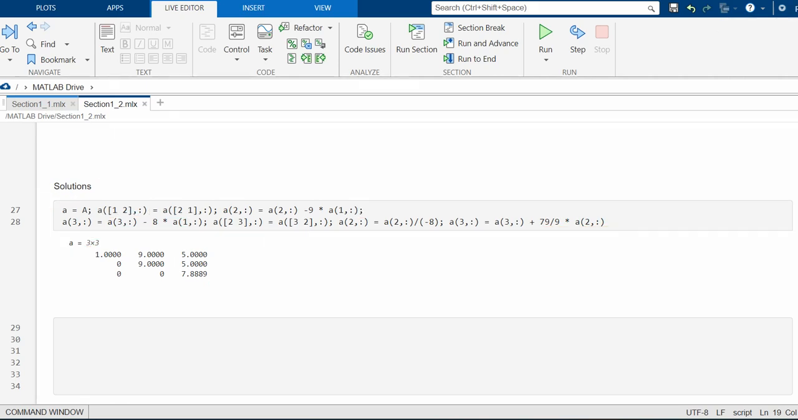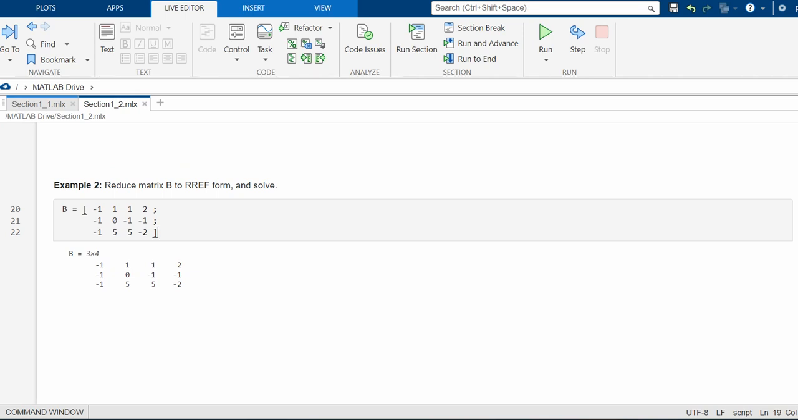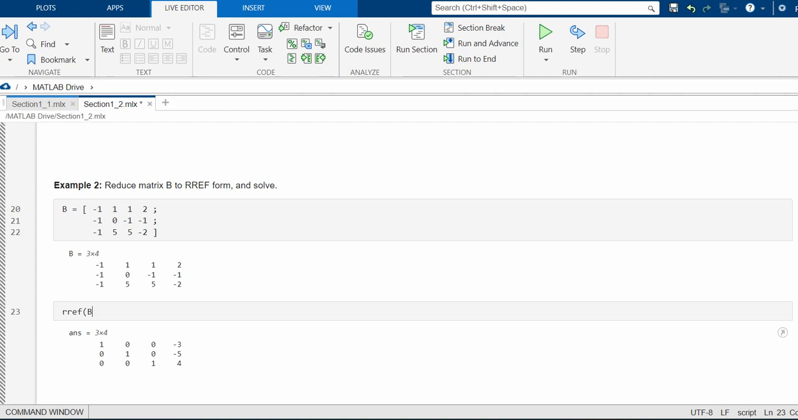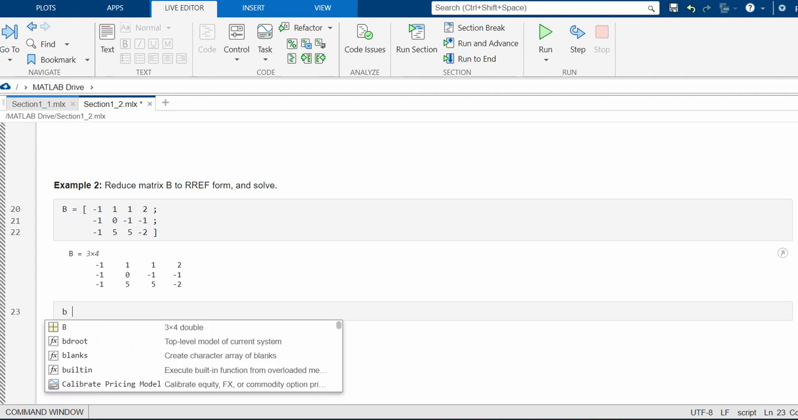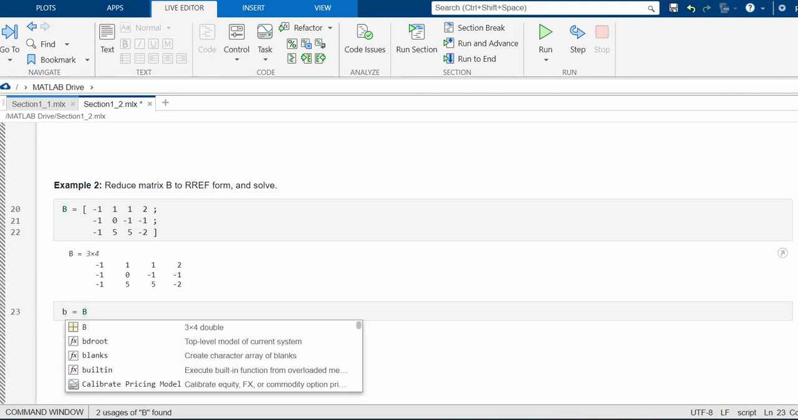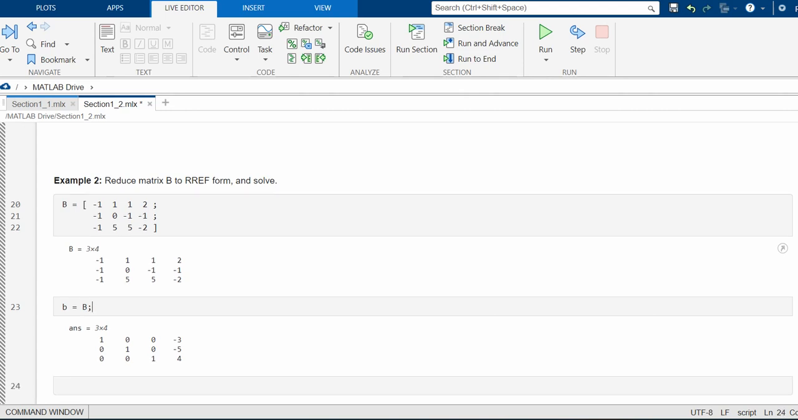Okay, so there are a couple more examples here, so let's take them on. Reduce matrix B to REF form and solve. By the way, I'm going to admit right here that you can actually do RREF and you can see what it is. Okay, that is RREF form, but that's not what we're asked to do. We want to row reduce this matrix, okay? But we know where we're going, and we can always check our work. Okay, so the first thing I want to do is B equals capital B, and I'm going to put a semicolon after that to suppress the output.